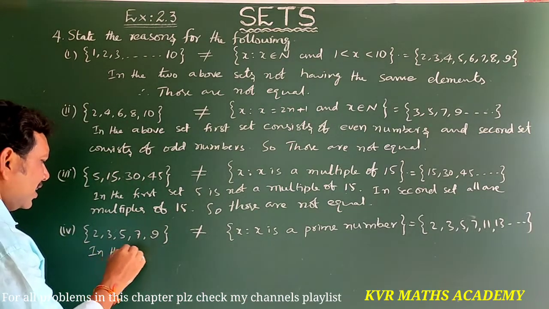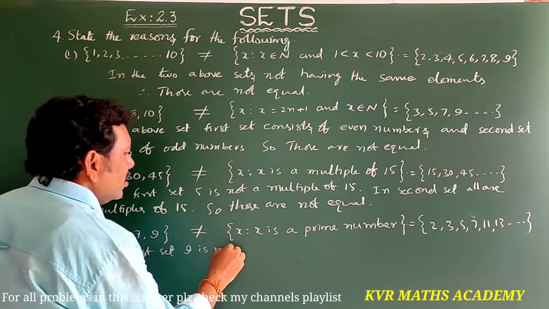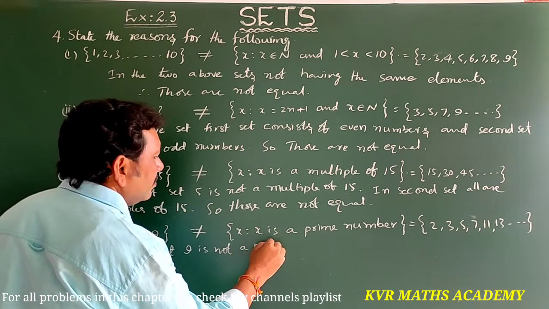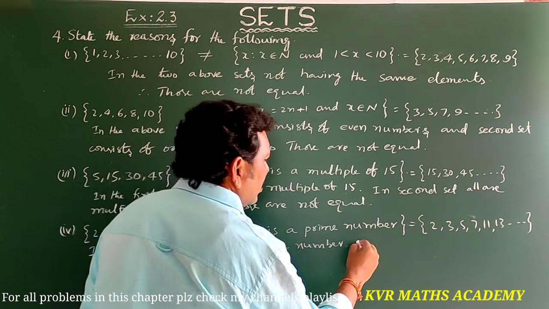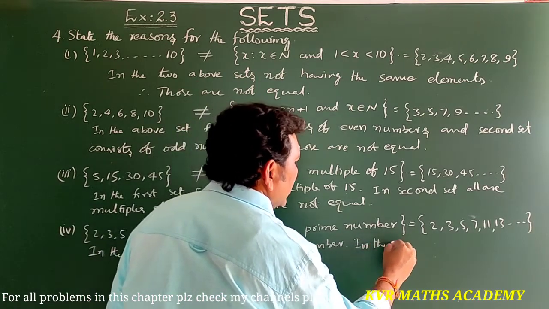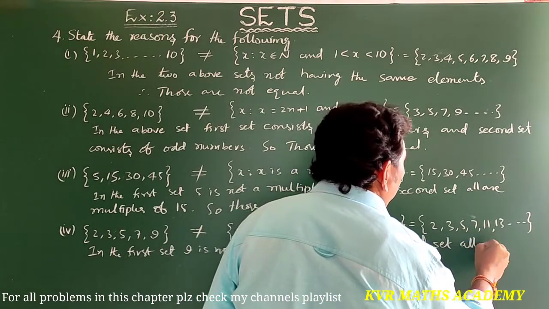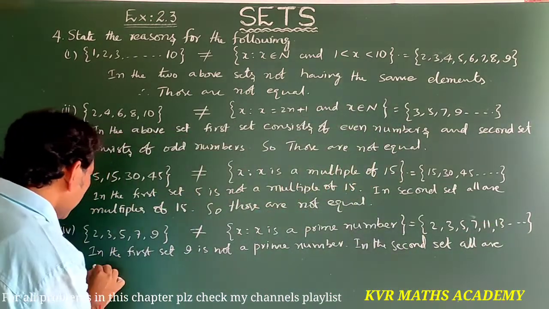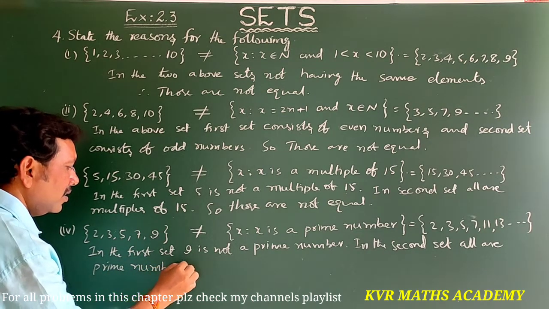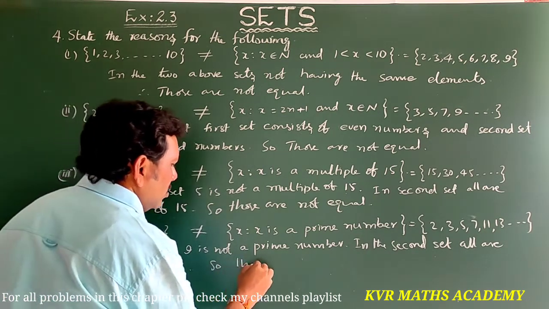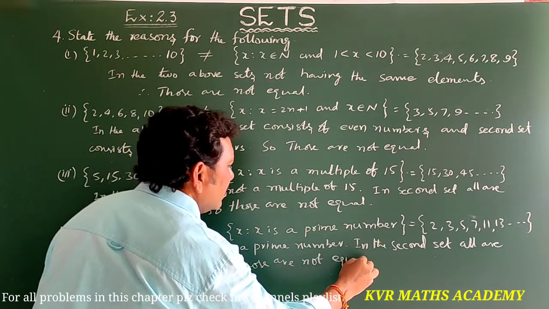In the first set, 9 is not a prime number. In the second set, all are prime numbers. So those are not equal.